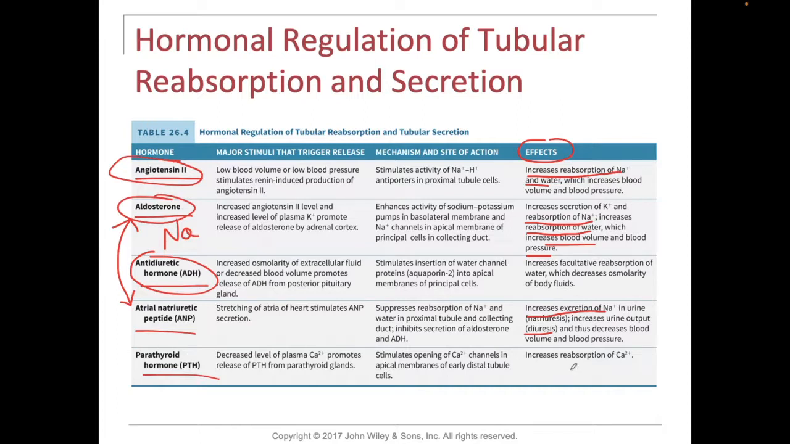And then parathyroid hormone, that's going to allow the increased reabsorption of calcium, right? PTH is designed to increase the amount of calcium in the blood. And if you're peeing out calcium, you're not going to increase the amount of calcium in blood, you're going to lose it. Okay. The opposer to PTH, if you remember when you did endocrinology, was calcitonin. So calcitonin was designed to lower blood calcium, and PTH was designed to increase it.